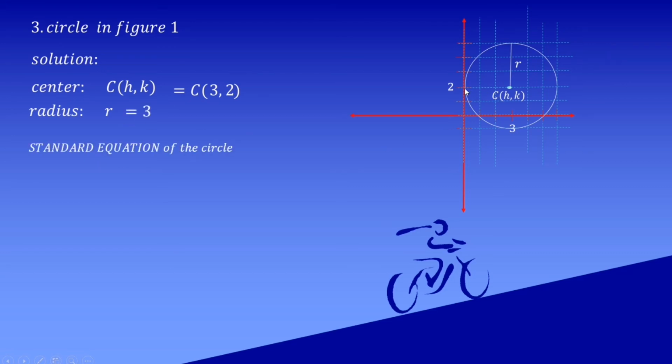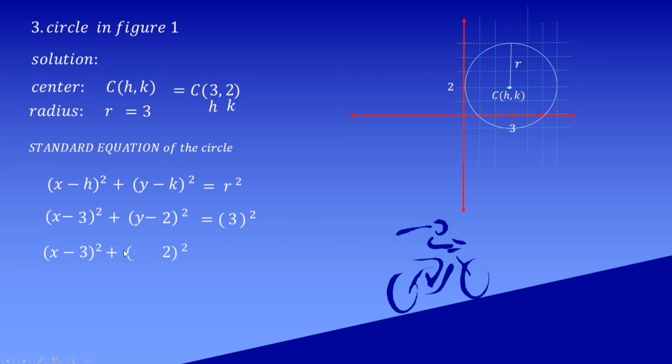Okay, for the standard equation of a circle, dito makabuo na tayo ng equations. So, we have the quantity of x minus h squared plus y minus k squared is equal to r squared. So, substitute lang natin yung value ng h and k. H natin is 3. Then, plus y minus k is 2. Then, our r, the radius, is 3. Then, quantity of x minus 3 squared plus y minus 2 squared, then 3 squared multiplied by itself, 3 times 3 is 9. So, ito na yung ating standard equation of a circle.